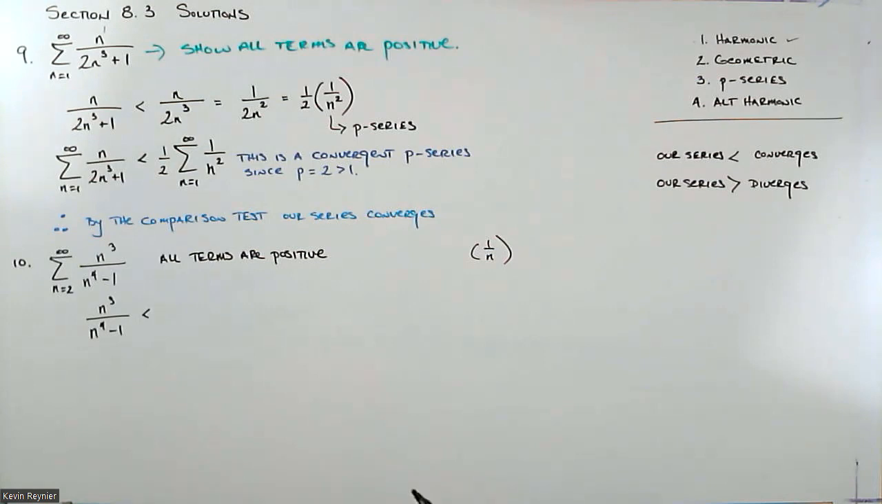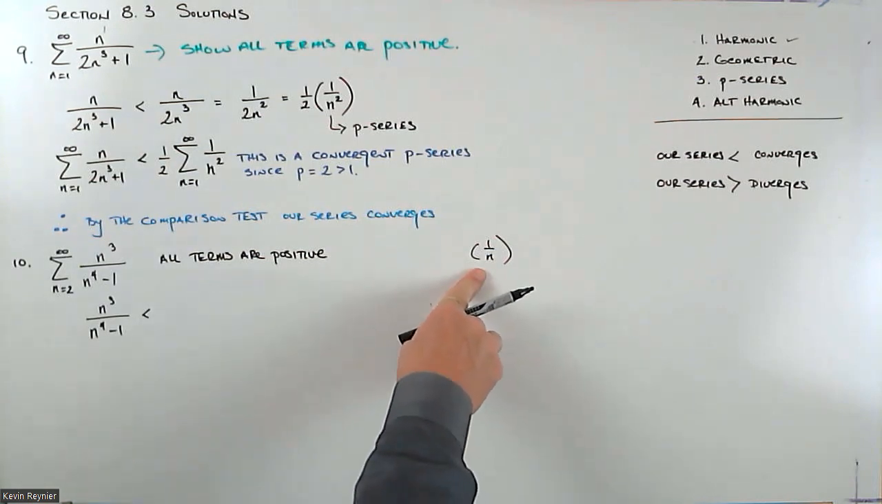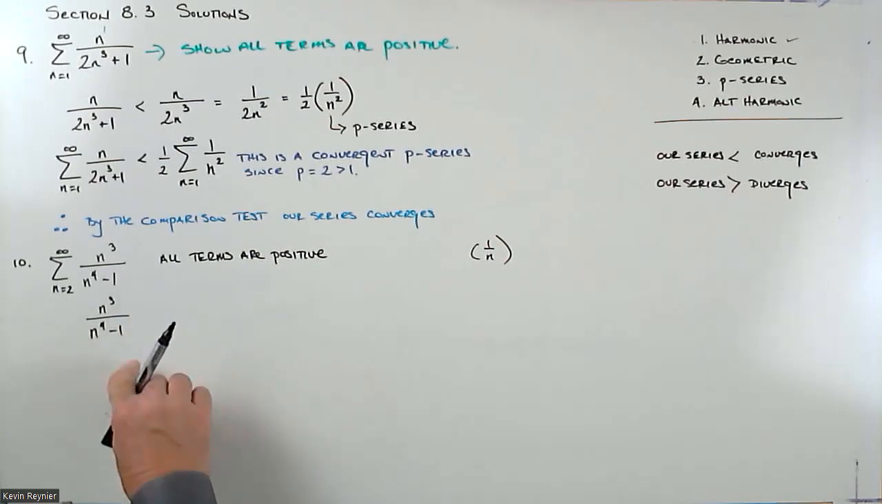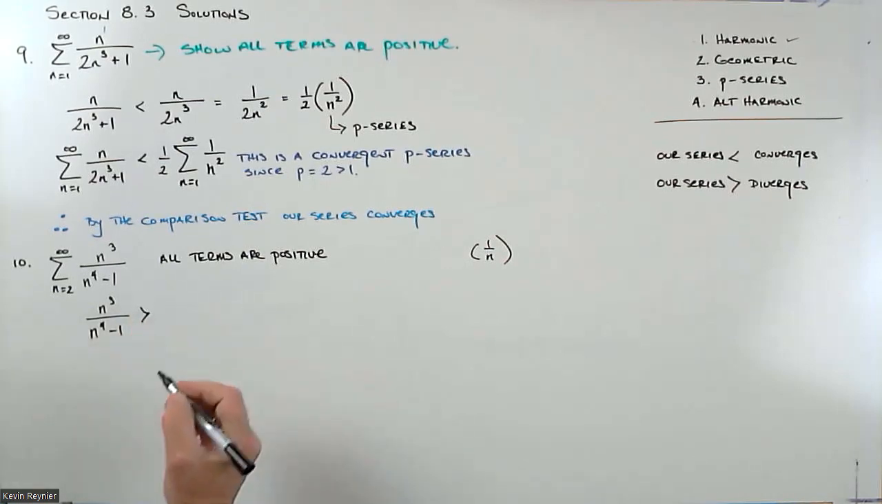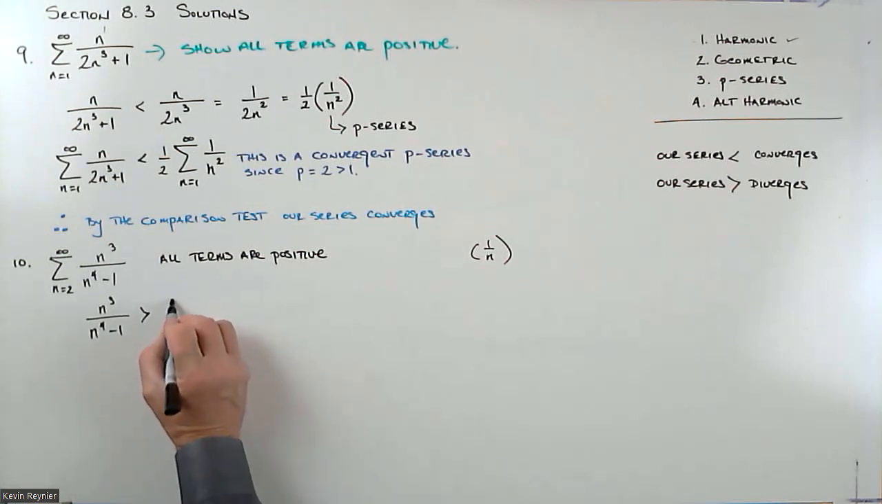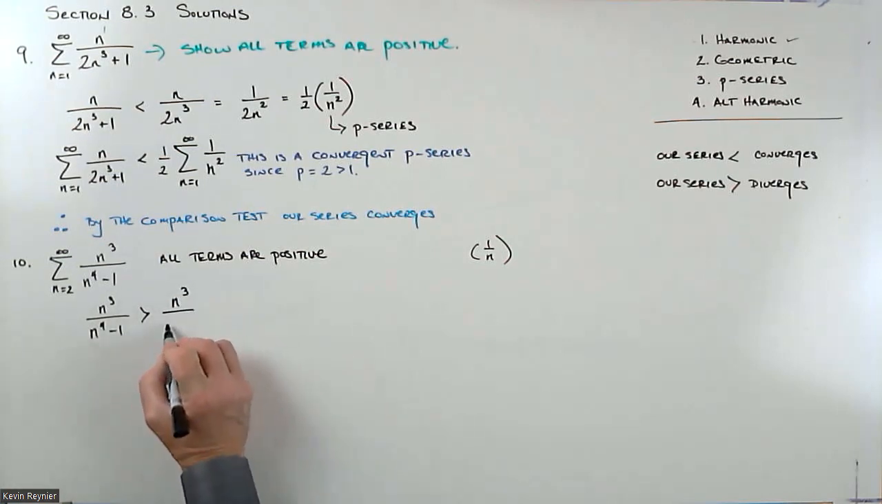So when our thought is divergence, now we may turn out to change our mind, but when our thought is divergence, we want to show that this is bigger than something else. Well, this is bigger than this.